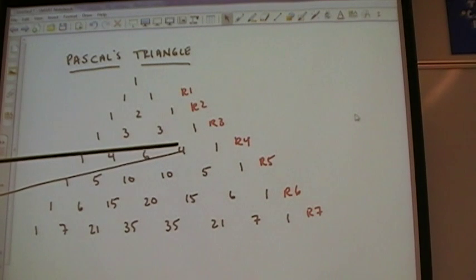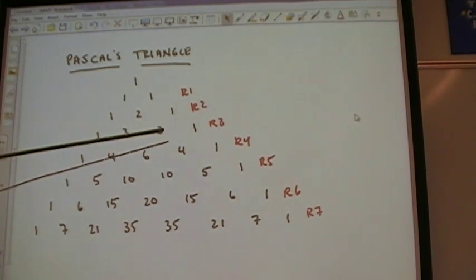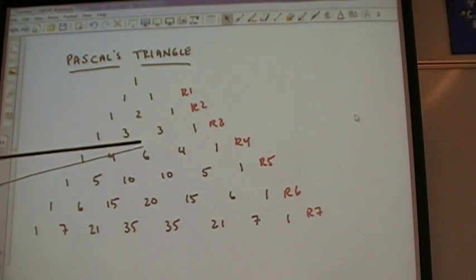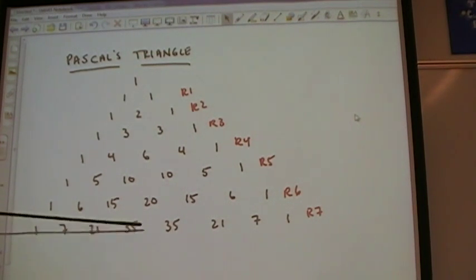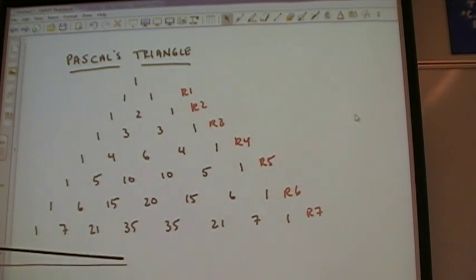Does anybody see the pattern? Would it be a good idea to write this down? Well, you don't have to. It's in the book. You should be able to come up with it too. Does anybody see the pattern? What would row 8 be if you see the pattern? 1, 8 is correct. What's the next number? 28 would be the next number.